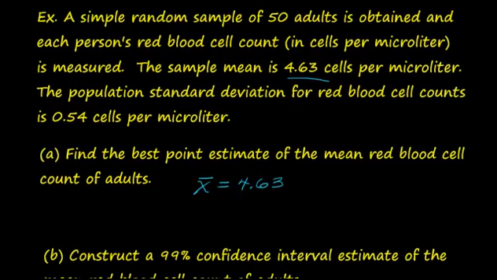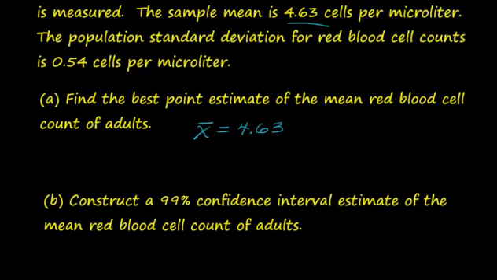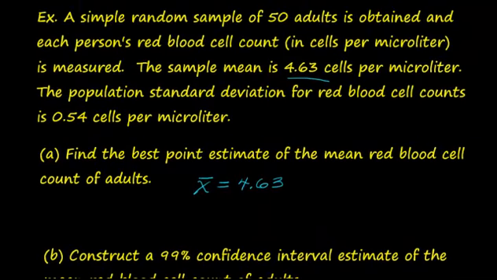Okay, part B says to construct a 99% confidence interval estimate of the mean red blood cell counts of adults. Well, first we need to check our requirements. Number one is that we have a simple random sample. Well, they told us we did, so that checks. Sigma is known. Population standard deviation is 0.54, so it's known. So those two points check.